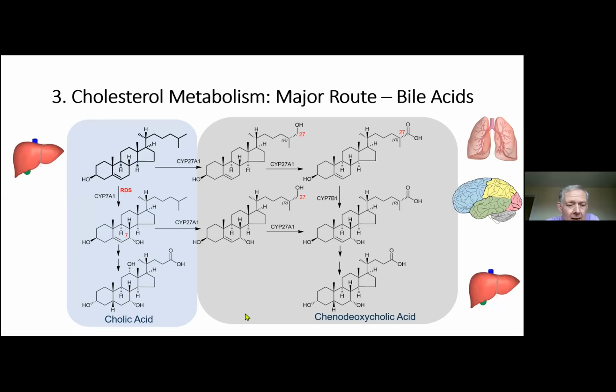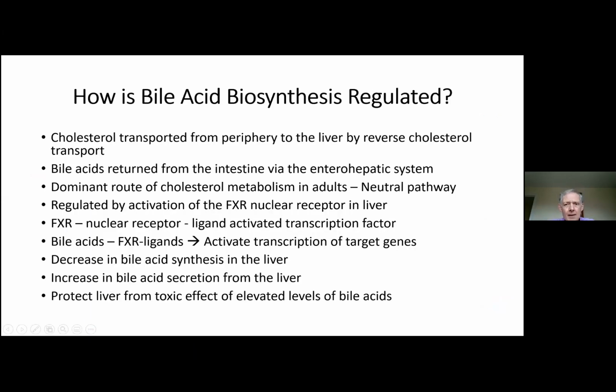So cholic acid is the primary product of the neutral pathway. Chenodeoxycholic acid is the primary product of the acidic pathway. So I suppose the next question is, how is bile acid biosynthesis regulated? We've seen that we can form bile acids. How is this process regulated?